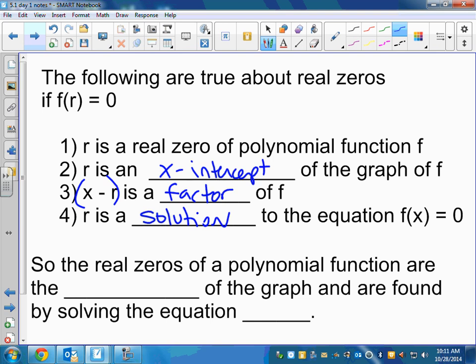So the real zeros of a polynomial function are the x-intercepts of the graph and are found by solving the equation f of x equals 0. That's the answer to that sentence. So far?